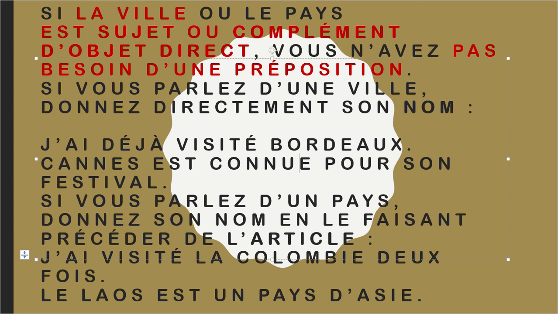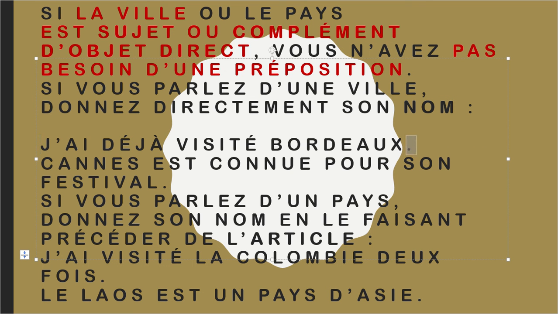And here there are some exceptions. There is no need to use prepositions or articles for some instances. For example, if the place is acting as the object or subject, there is no need of a preposition. Here, for example, I have given you j'ai déjà visité Bordeaux. We don't say j'ai déjà visité les Bordeaux like that. No, j'ai déjà visité Bordeaux.